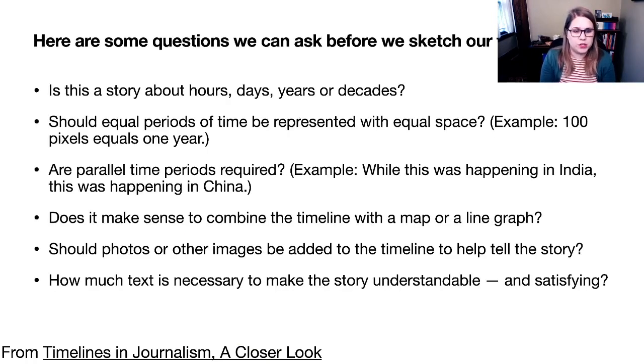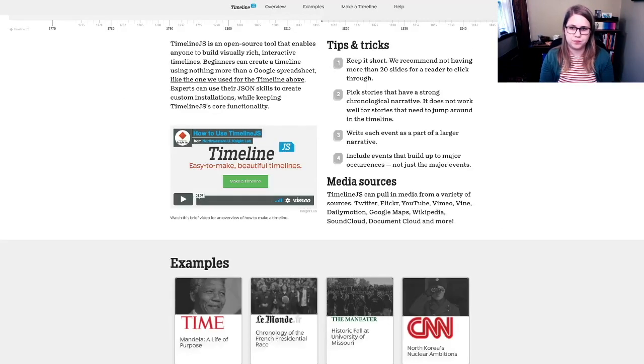So there are some questions that we can ask before sketching a timeline idea. You'd want to think about if the story was about hours, days, years, or decades. You'd want to think about that chronology versus timeline idea. Are they going to be represented with equal space? Do you need parallel time periods? Are you going to combine it with other kinds of visualizations like a map or a line graph? Do you need to add some photos? And how much text is necessary for the story?